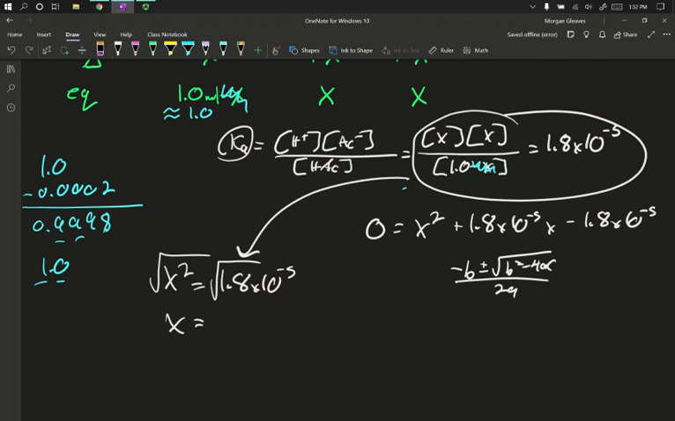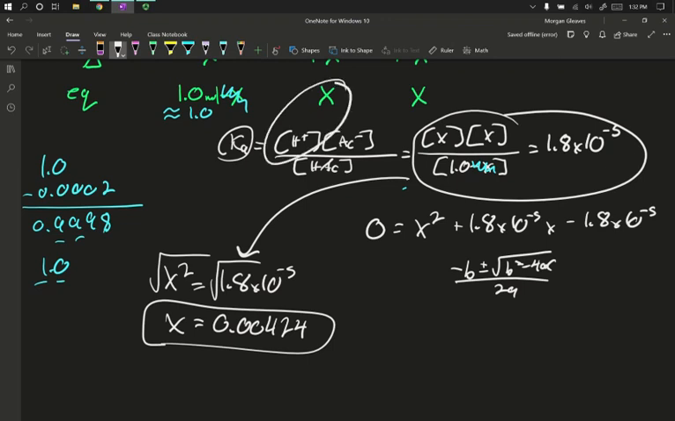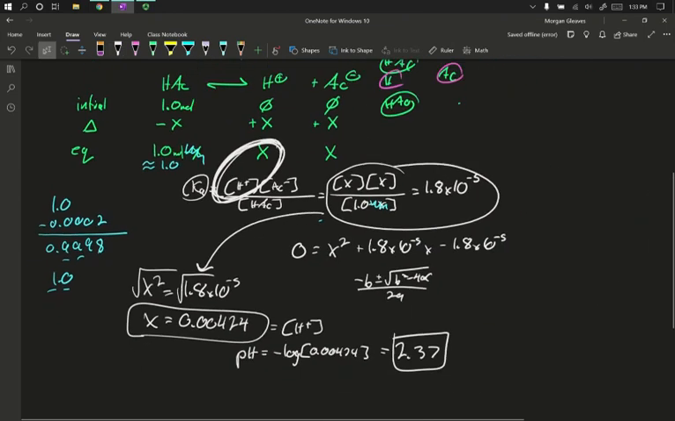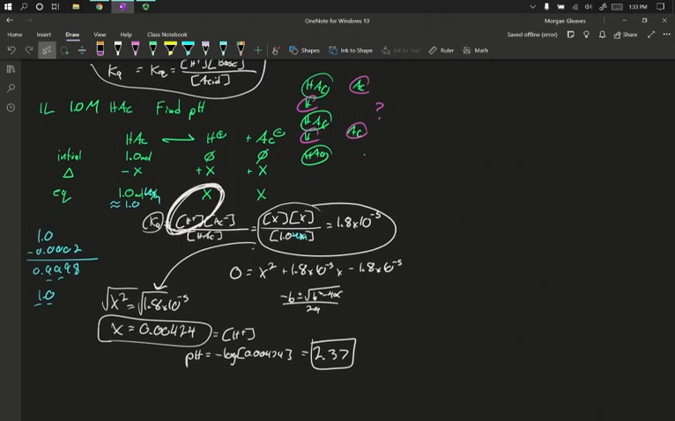And so calculate the amount: 1.8 times 10 to the minus 5, square root, 0.00424. And yeah, that's pretty small compared to 1. So not too far off to forget to subtract the x. But that is our concentration of H+. We said H+ was equal to x. And so I have my concentration of H+, which means we can find the pH. pH is the negative log of 0.00424, which gives us 2.37.